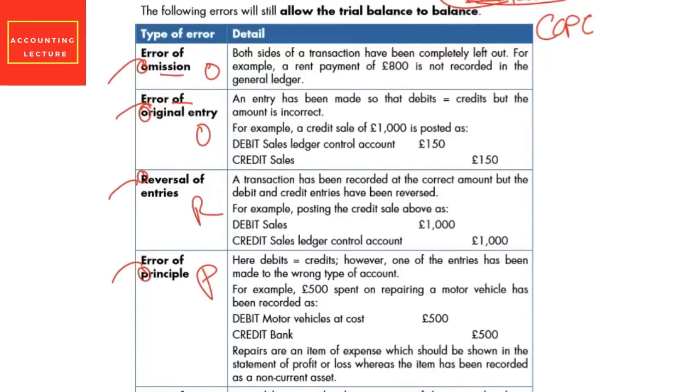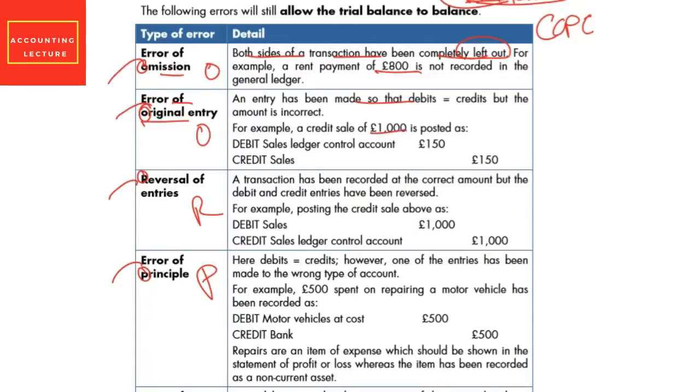Let's go through the discussion. Error of omission is when both sides of your transaction have been completely left out. You forgot to put an entry because you were too tired or too busy, rushing. So both the debit side and credit side have no entry. Omission.